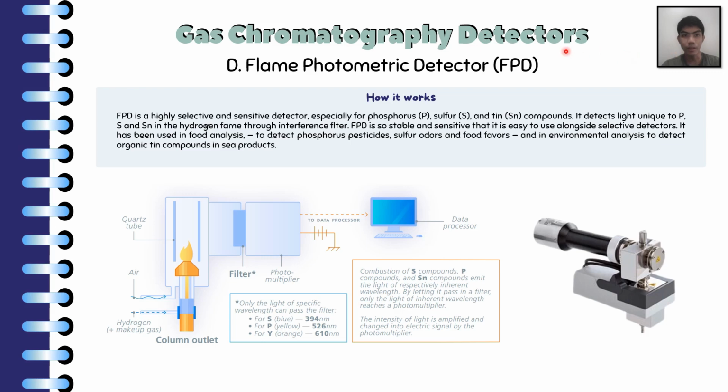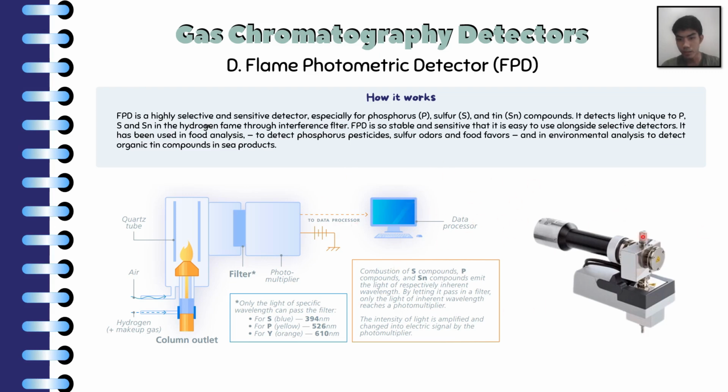FPD detects organic compounds containing sulfur or phosphorus. So you have your sample, they are burned in a hydrogen flame producing light. So this is the same with that of FID. An optical filter is used to make the detector specific to sulfur compounds or phosphorus. The filtered light is then detected using a photomultiplier tube, and after that, it will be sent to a data processor which produces the chromatogram.